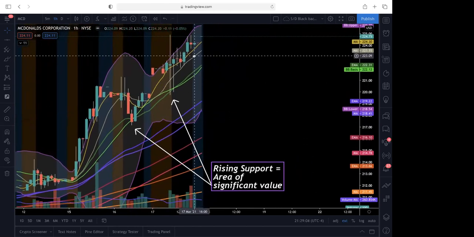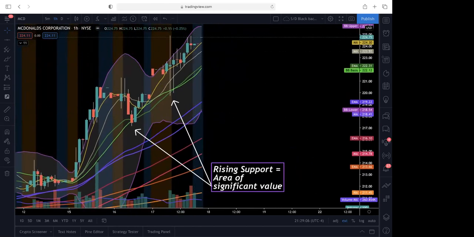So what did we have this morning? Well, they ran up to about 225 pre-market, and then we saw some selling volume coming in. In fact, they came all the way down from 225 to about 220. That's a pretty big drop.